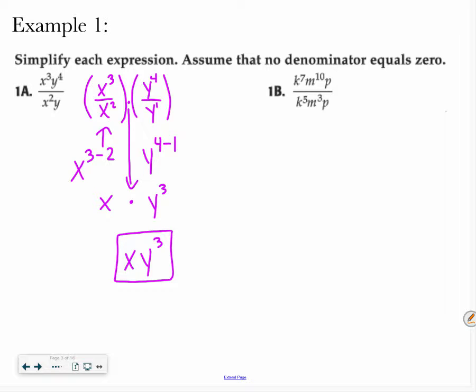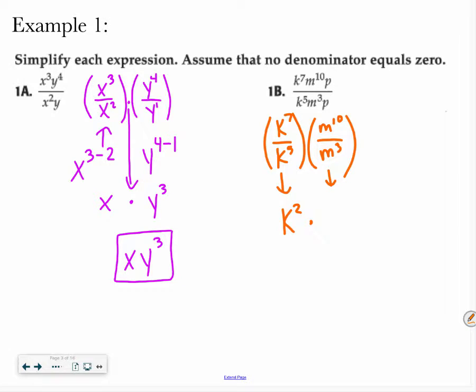Going over to the right-hand side, we can separate this. We have the variable k. And I look and I see that's going to be k to the 2nd. Then I have m to the 10th divided by m to the 3rd. So I do 10 minus 3. That becomes m to the 7th times, and then I have p divided by p. So that's p to the 1st minus p to the, or minus 1.